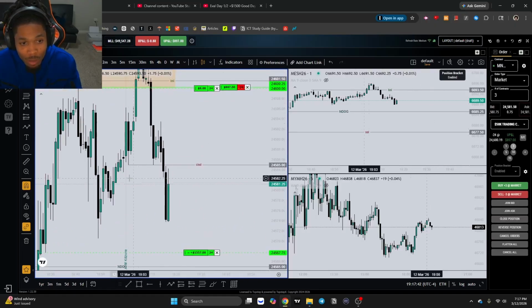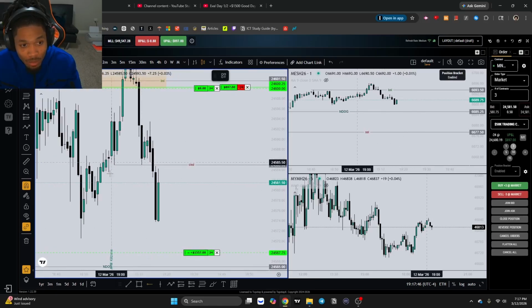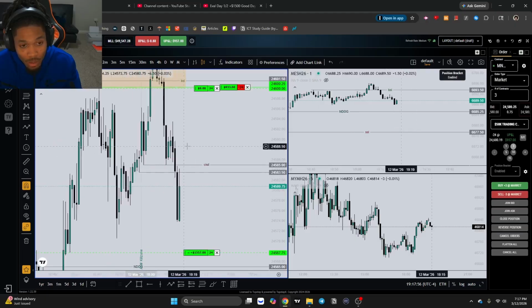If we retrace back up, we should tap into the order block and send lower. If not, this one probably did the job. This order block right here probably did the job. If not, this one. So we got two order blocks. We got an order block right here. Then we got an order block right here.